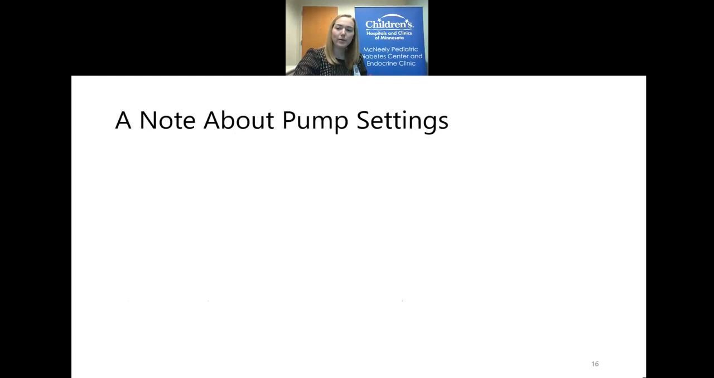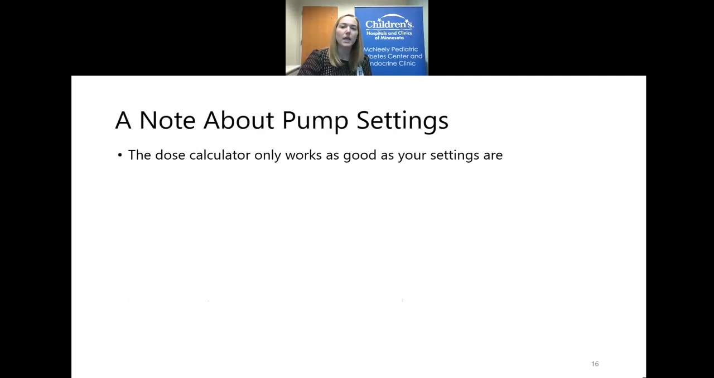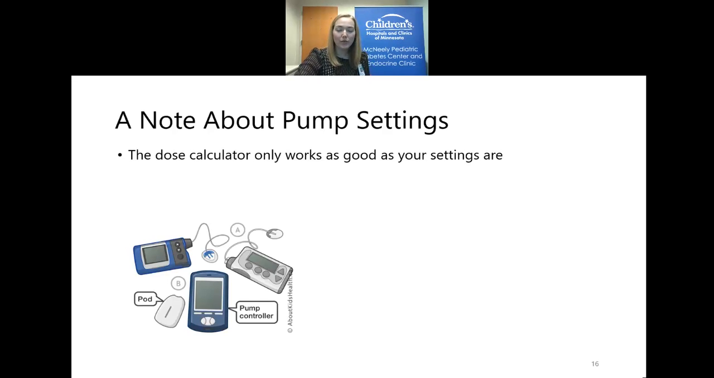All right, quick note about pump settings before we move on. The dose calculator only works as good as your settings are. The dose calculator is not an all-knowing Oz wizard. It doesn't just say, yeah, I'll give you 7.2 units. It's a calculator. It's going off of what your ratios are set as. So if your settings are not what your body's needing, the dose calculator is not going to work very well.